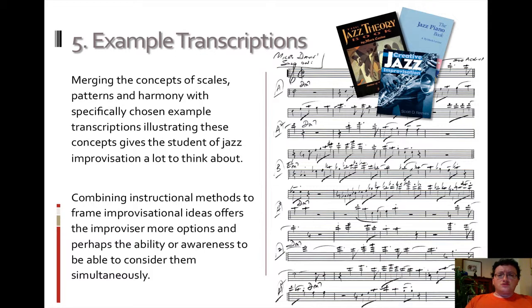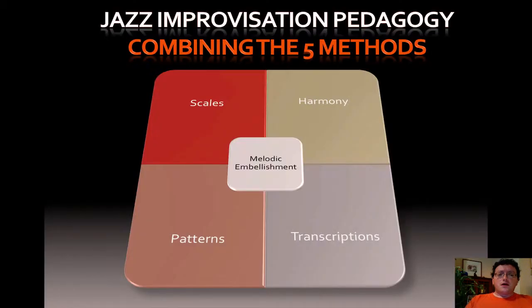Combining instructional methods to frame improvisational ideas offers the improviser more options and perhaps the ability or awareness to be able to consider them simultaneously. Combining methods of teaching improvisation provides the student with more options for improvisatory ideas. An effective trend in recent jazz literature is to combine at least 3 or 4 of the defined methods. For example, Levine's short work on drop 2 piano voicings manages to utilize pattern, scales, and harmony to discuss improvisation.